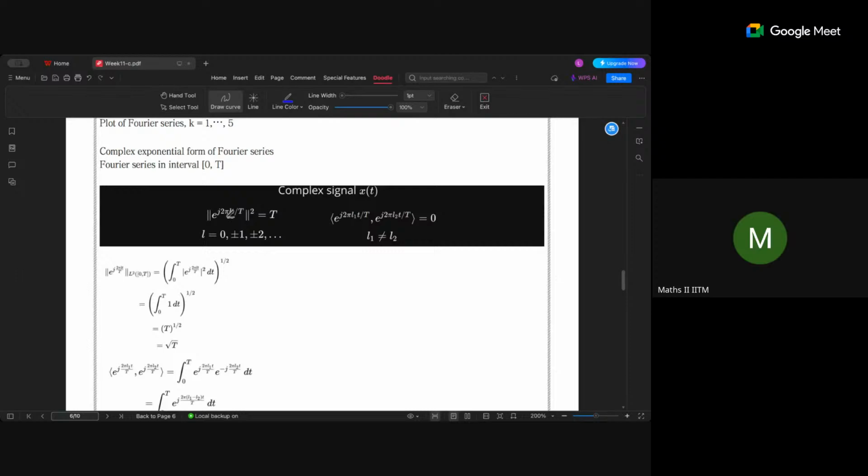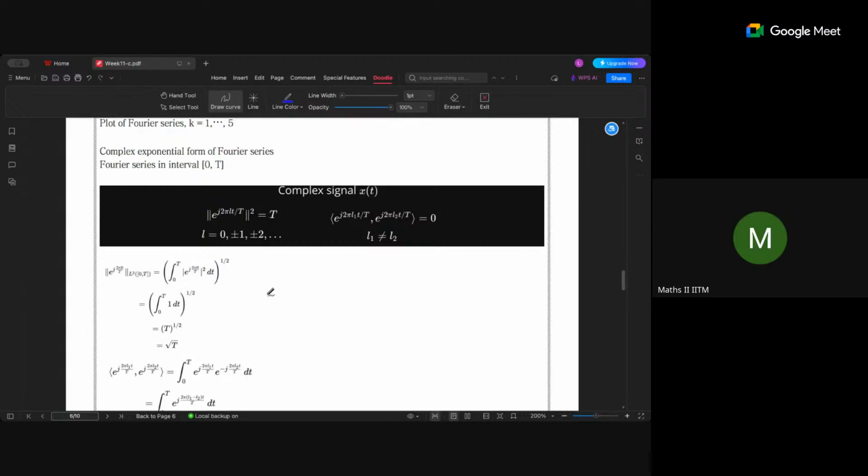Earlier we saw that we have taken 1, cos omega t and sin omega t, right? And here we are now going to consider e power j omega t. Okay, so here this omega I am referring to this 2 pi l by T, all these things. Here you see that we are considering the norm of e power j 2 pi l t by T. Now what is this e power j 2 pi l t by T? So we can compute the norm. What is the norm in the complex space?